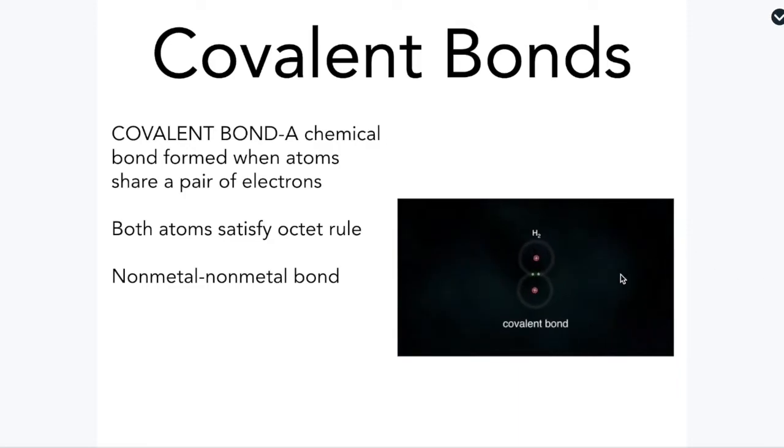So you see with these hydrogen atoms, hydrogen wants to have an electron configuration similar to helium. And so these two hydrogen atoms come together and share their electrons with each other. Now both the left and right hydrogen have two electrons in their outermost energy level, which is the same as helium. So that allows both atoms to satisfy the octet rule. Covalent bonds are formed only between nonmetal and nonmetal atoms. So it is a nonmetal bond.